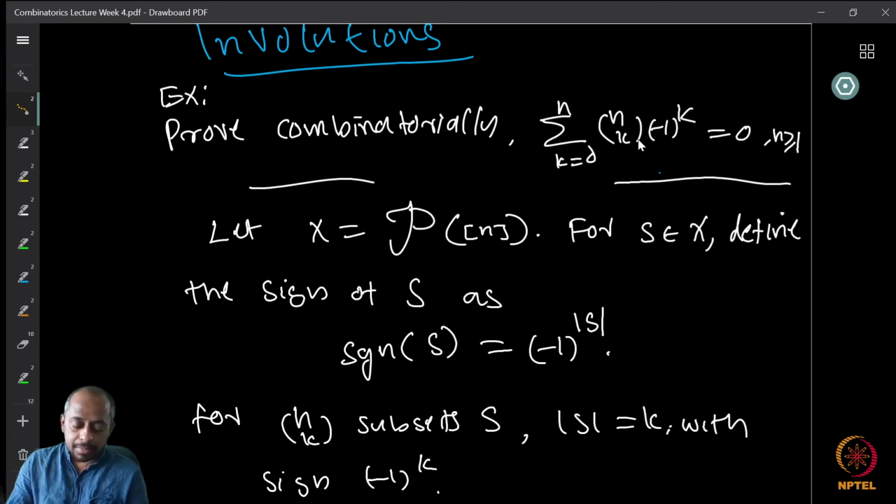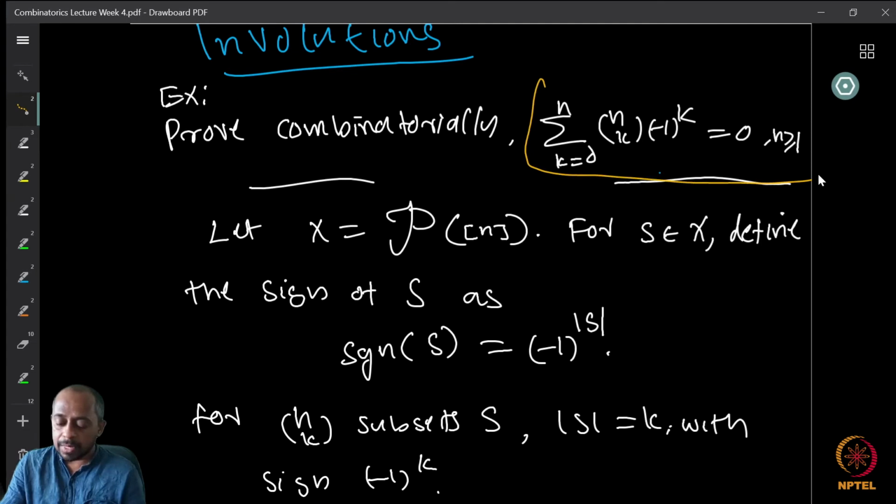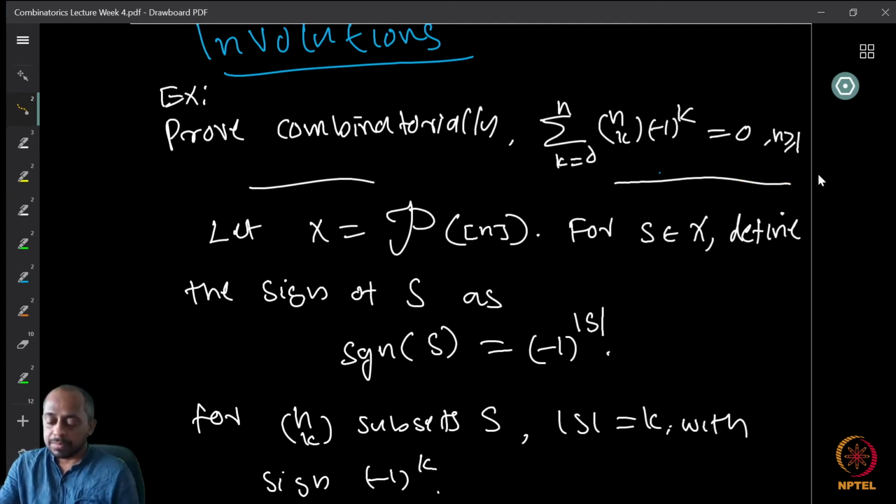So let us look at an example. Suppose you are asked to prove this, something which you have already done, right? Prove combinatorially that the summation k equals 0 to n of n choose k times minus 1 raised to k is equal to 0, for n greater than or equal to 1. Now we have already seen a couple of proofs of this, but now I want to prove this using, let's say, involution. So what is an involution? I will define it soon, but for the time being, let us just look at the proof.